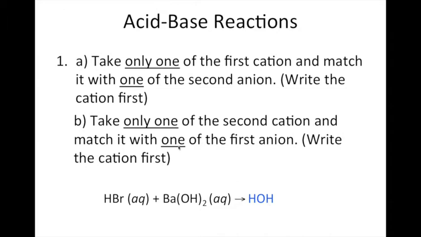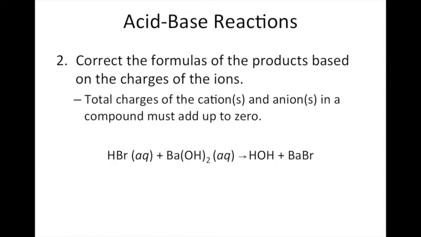Now the second step, we take one of the second cation, that would be our barium, and we pair it up with one of our second anion, that would be our bromide. And again, we always write the cation first, so this would be BaBr, or barium bromide, our second product. So again, don't worry about writing the correct chemical formula, just match up the correct cation and anion first. The second step, now we want to be sure that we've got everything written correctly, all of our chemical formulas. And we do that by looking at the charges.